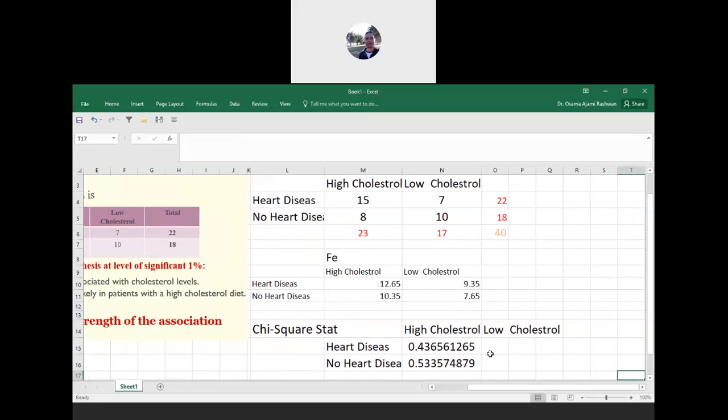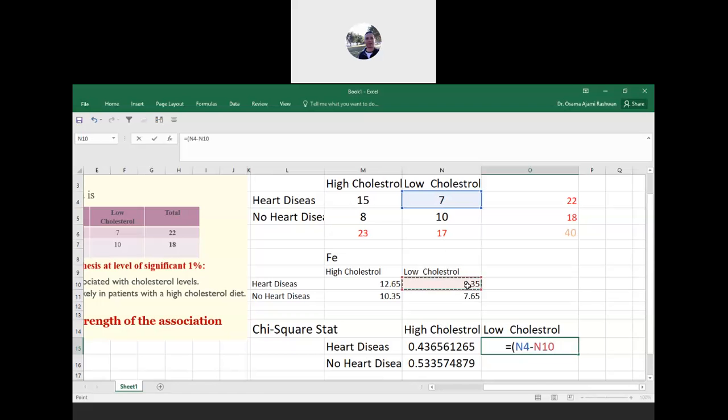Now I'll go for the low cholesterol with the heart disease, which is this 7, right? So I press equal to calculate anything in the cell. I have to press equal and I open bracket because I'm going to subtract FO minus FE, square it, divided by FE. Now I have the chi-square for this one.